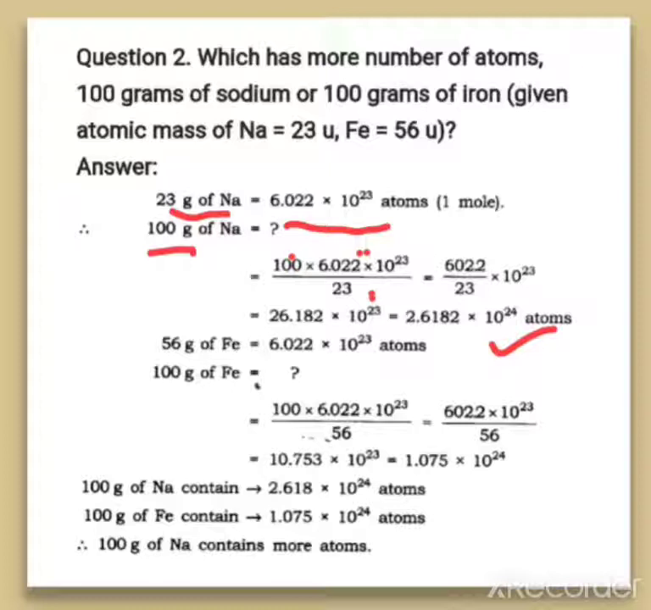Let us find the number of particles in 100 gram of iron. So what is the mass given for iron?